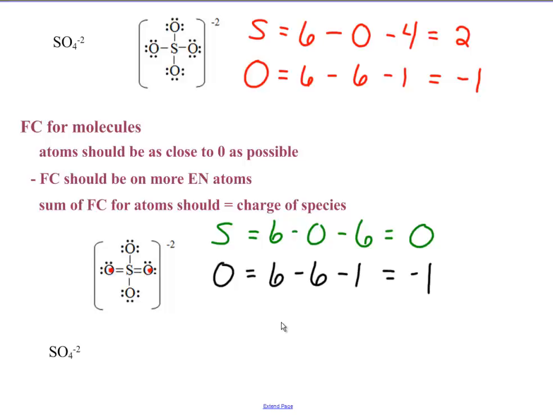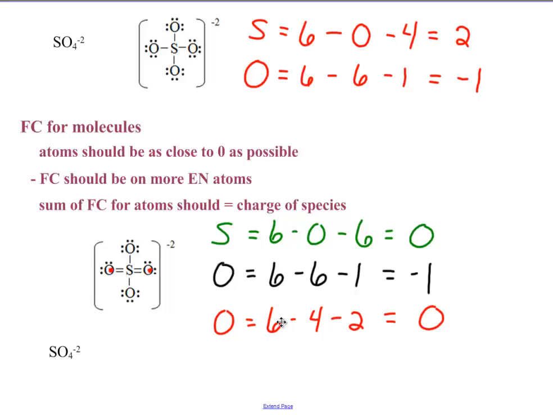Now let's look at the oxygens that are double bonded. Again, valence is 6. Number of lone electrons here is 4. Number of bonds is 2. So now I get that these oxygens have a formal charge of 0. Now I have 3 of my 5 atoms having a formal charge of 0, the sulfur and the 2 double bonded oxygens. The single bonded oxygens have a formal charge of minus 1. That's not too bad. Again, if I add them all up, 0, minus 1 plus 0 and 0, I get a total of minus 2.